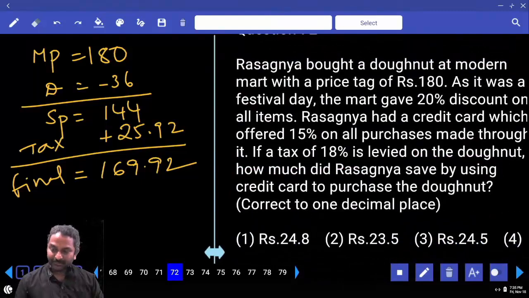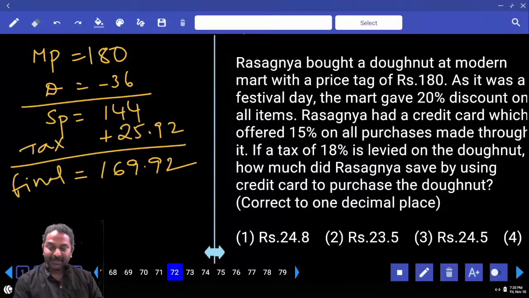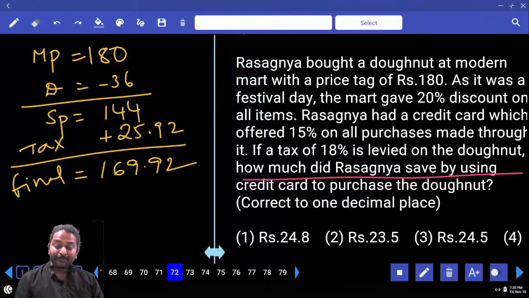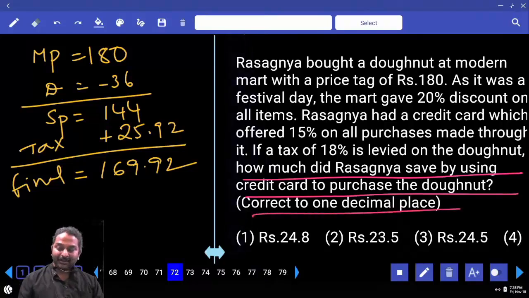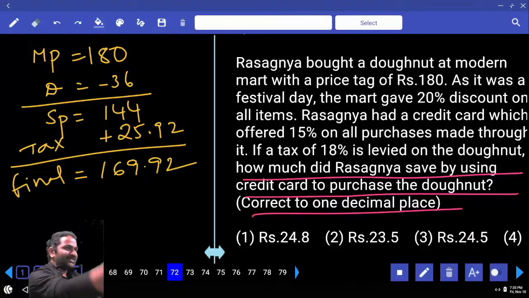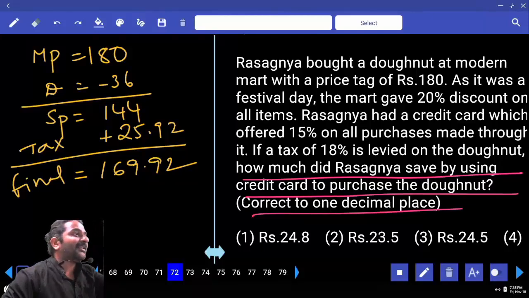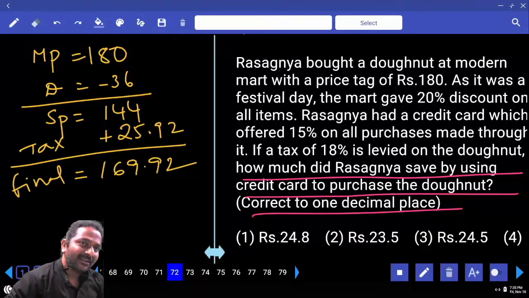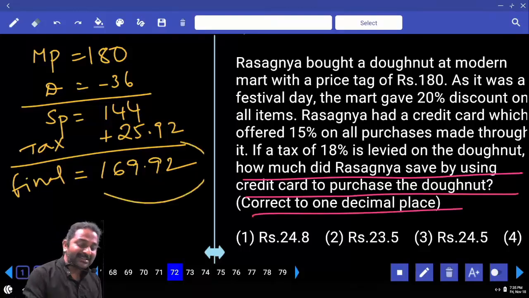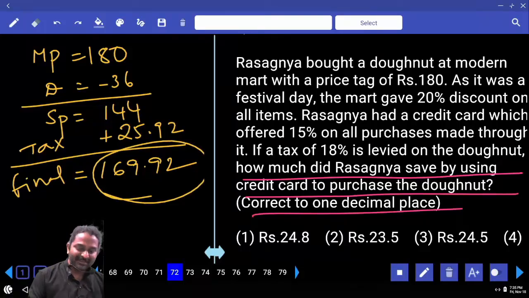Continue. How much did Rasagna save by using the credit card to purchase the donut? Correct to 1 decimal place. Now finally what is asked is how much profit, how much was saved by using the credit card. Right. Now we have taken the credit card, so the 15% saving is on the price we now have to pay.